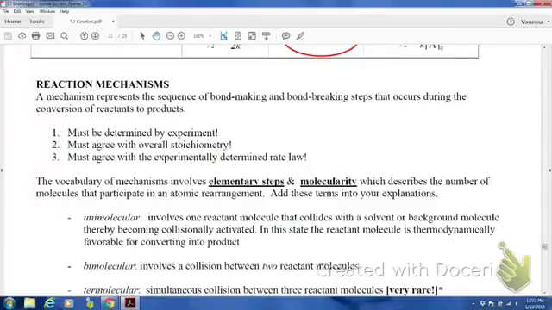All right, so we have two last sections, reaction mechanisms, we're going to do today. The Arrhenius equation we'll look at on Monday.